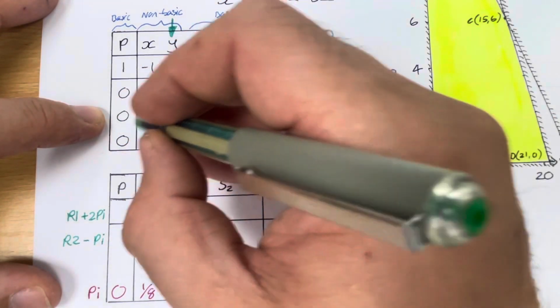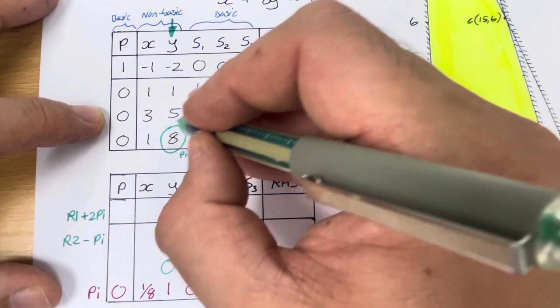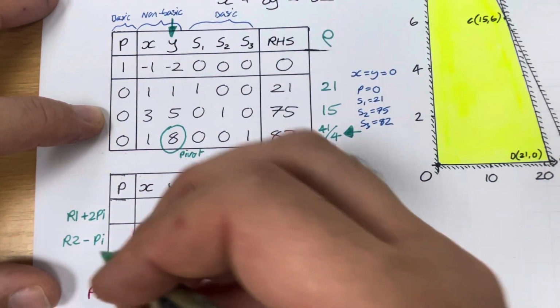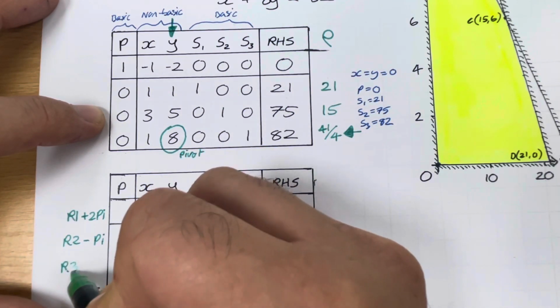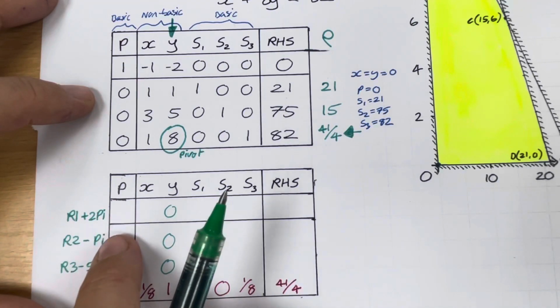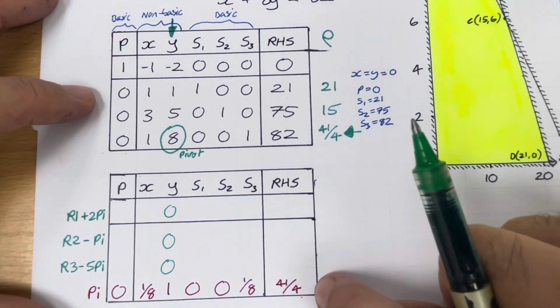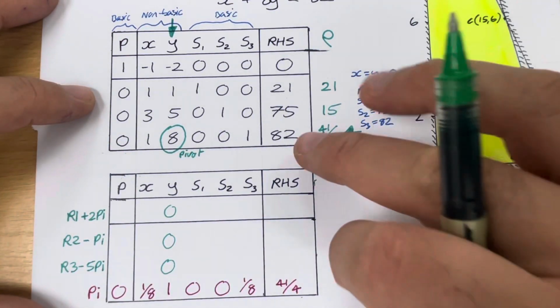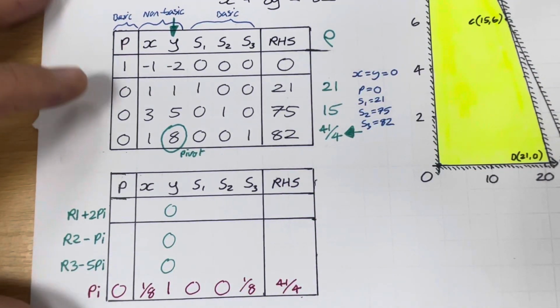And then finally this one, I've got a 5 here. I want to make it a 0, so I'm going to subtract 5 times the pivot row. So row 3 minus 5 times the pivot row. And the pivot row here is defined as this row here. That's just the original row divided by 8.